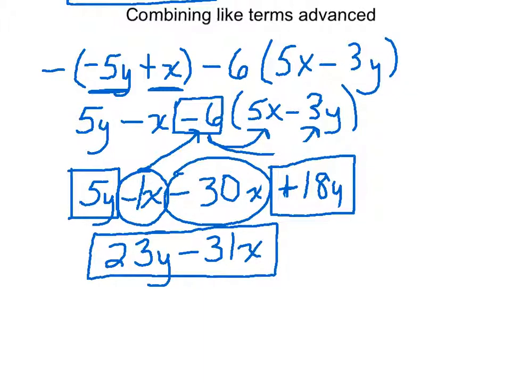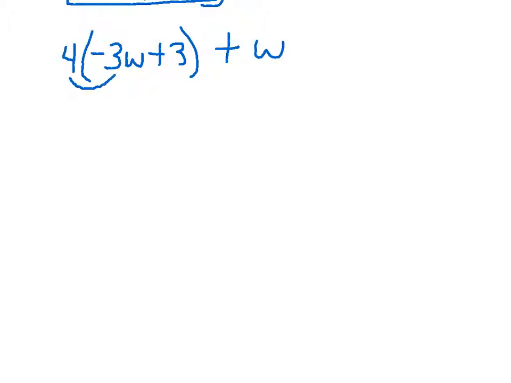All right, let's try another one. Okay, let me scroll this guy up. All right, let's try 4 parentheses, negative 3w plus 3, close parentheses, plus w. All right, well, this one isn't too bad at all, really. What we're going to do is we need to get rid of parentheses. That's always the first thing we want to do. So we need to, what they call distribute, or multiply through this 4. So 4 times negative 3w, that's going to give you negative 12w. Then we multiply the 4 by 3, that's just a plain old 12. And then we copy the rest of the problem over.